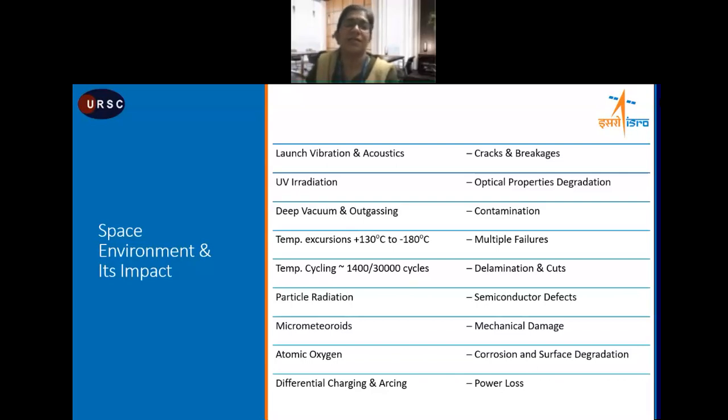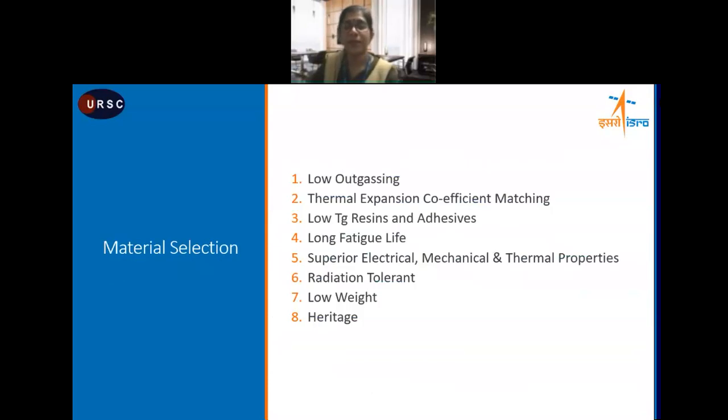the geosolar arrays usually see around 1,400 thermal cycles in its lifetime, whereas the LEO solar arrays in low Earth orbits with a life of 5 years, it can see as high as 30,000 thermal cycles. This kind of temperature excursion, as well as the temperature cycling, which the solar array sees, can cause many damages like delamination of bond interface, cuts in the interconnects, and many other fatigue failures.